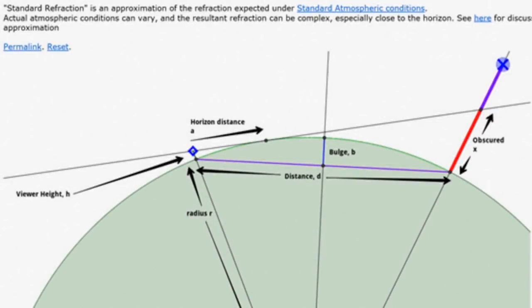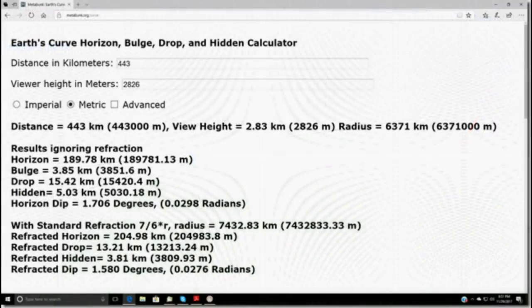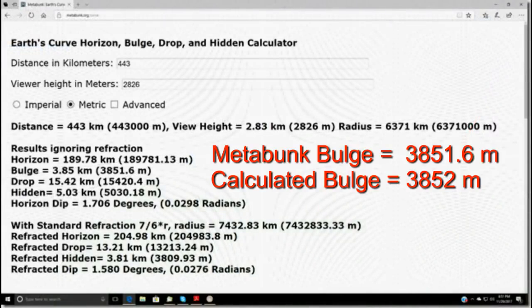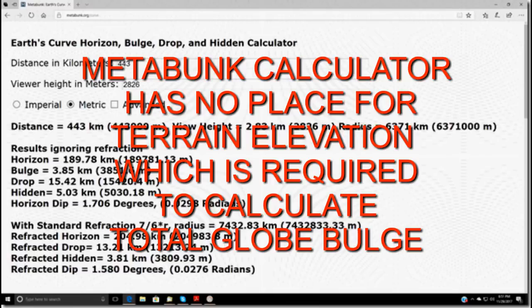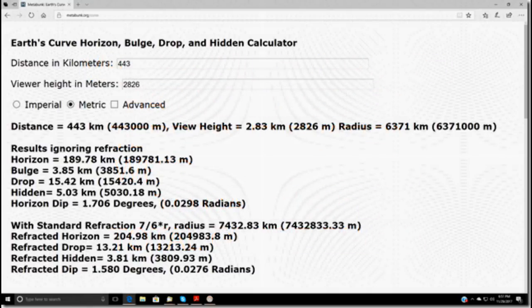Before I close, let's check my results with the Metabunk calculator. Metabunk has the bulge at 3,851.6 meters. My calculation was 3,852 meters. But I notice one oversight at the Metabunk calculator. The Metabunk calculator has no place for terrain elevation, which is required to calculate the total globe bulge. I'm sure that's an honest oversight.